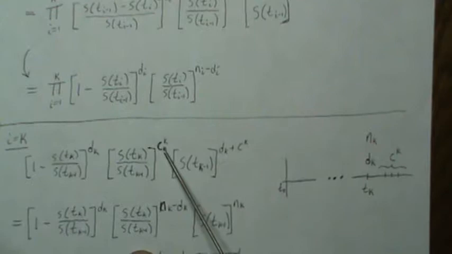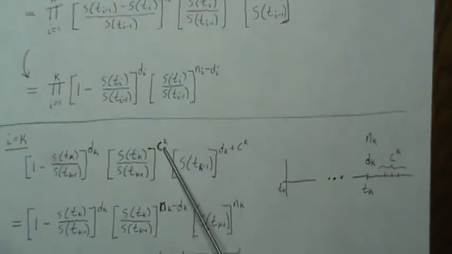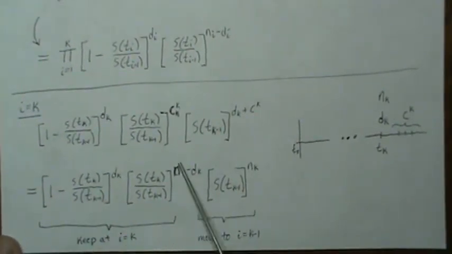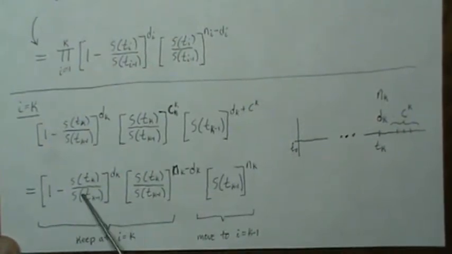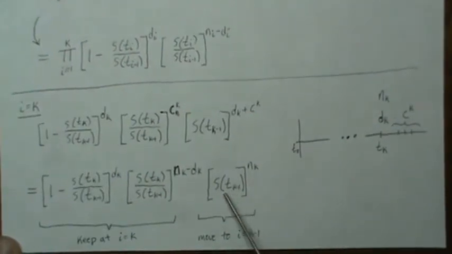Now, CK, which is here, and that scribble shouldn't be there. So if DK plus CK equals NK, then NK minus DK equals CK. So this CK becomes NK minus DK. Okay? So now what we do next is we keep this at the I equal K. All right, so that kind of looks like a binomial. And then we take this leftover term and move it to the I equal K minus 1.